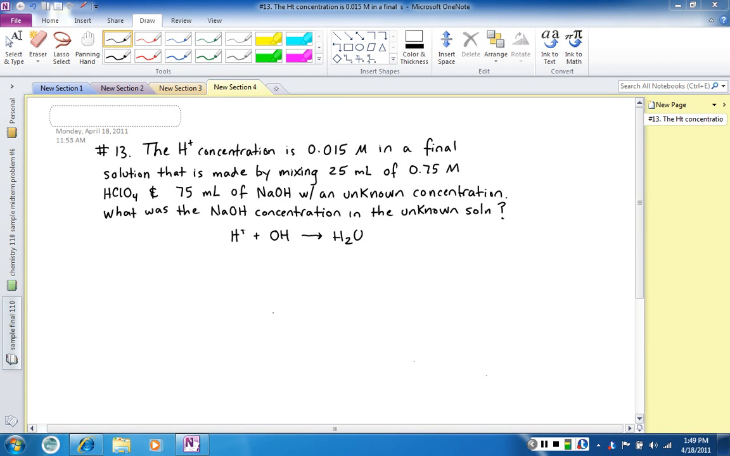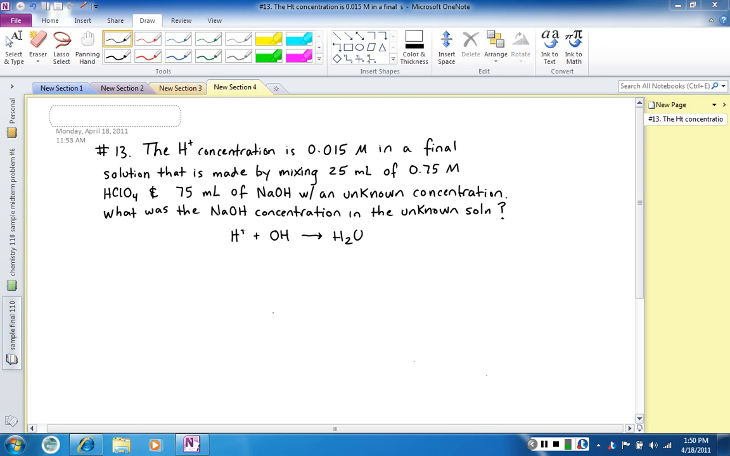Okay, we're going to go over number 13 on the sample final. This is also a problem that was on your quizzes dealing with dilutions and dilutions with reactions. It tells us the H plus concentration is 0.15 molar in a final solution that is made by mixing 25 milliliters of 0.75 molar HClO4 and 75 milliliters of NaOH with an unknown concentration. It wants us to solve the unknown concentration of NaOH.